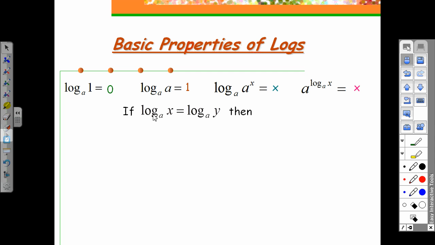And then here, if log base a of x equals log base a of y, so basically these are both logs with the same bases, then x and y have to be the same thing. Okay, so let's test this out.